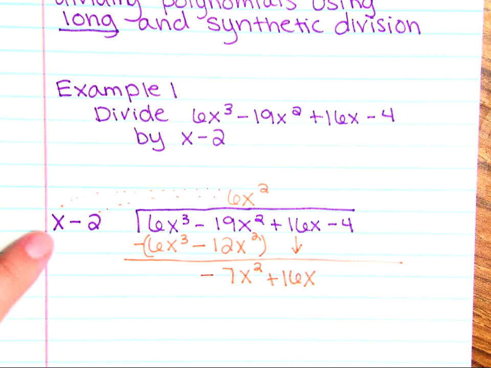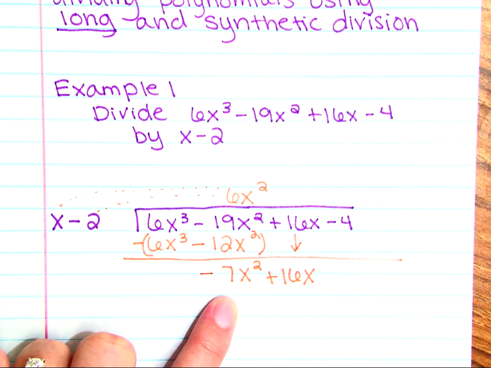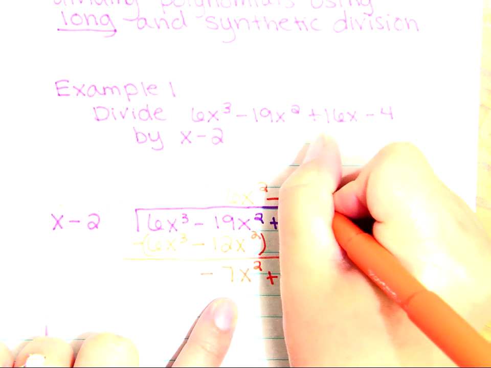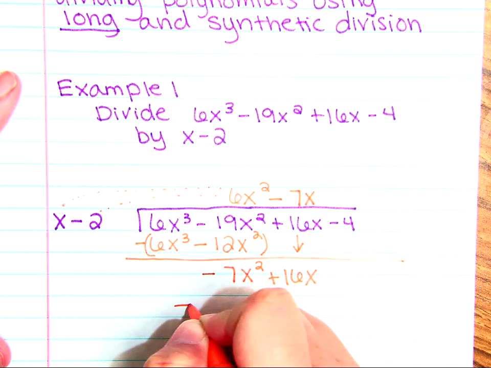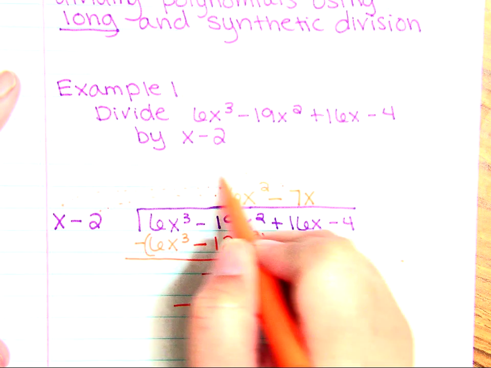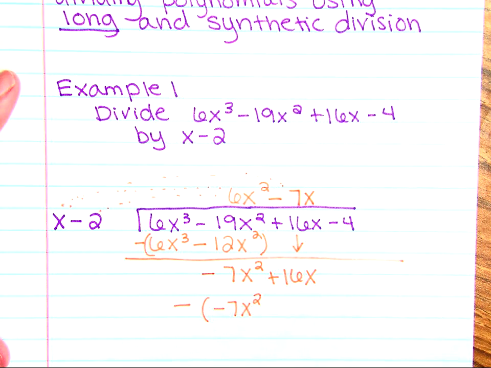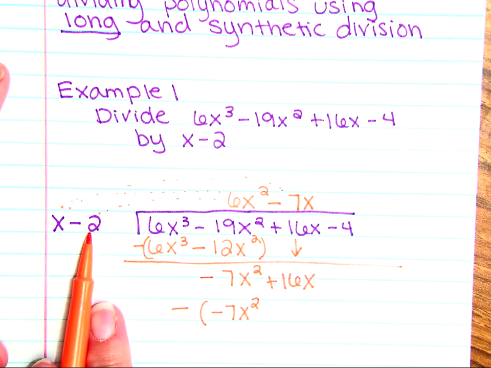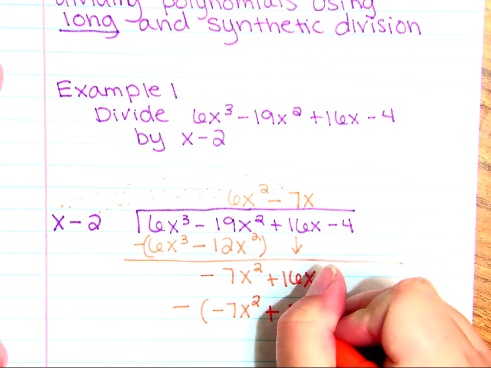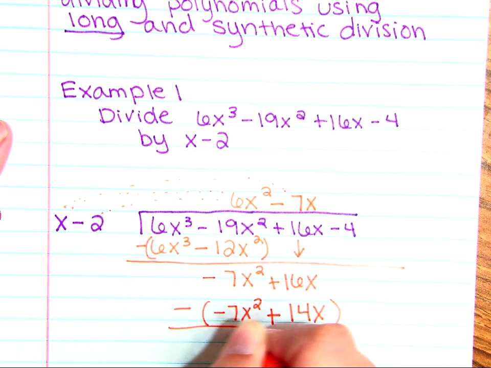So now I want to go back up here. What do I have to multiply x by in order to get a negative 7x squared? Well, that's going to be minus 7x. Now I need to distribute to both things. So I've got a minus 7x squared. Notice, negative minus a negative is going to get me 0. Then negative 7x times a negative 2 would be plus 14x. And I'm going to go ahead and do the subtraction.